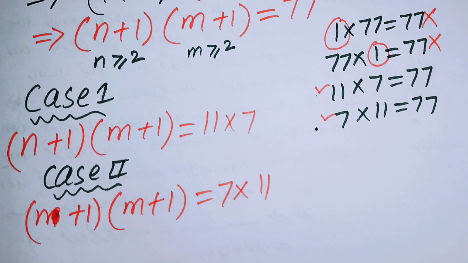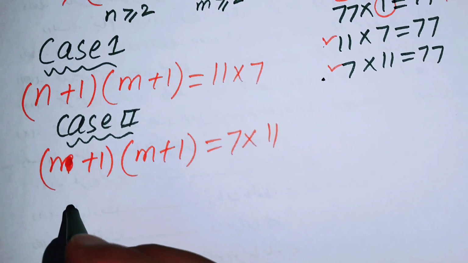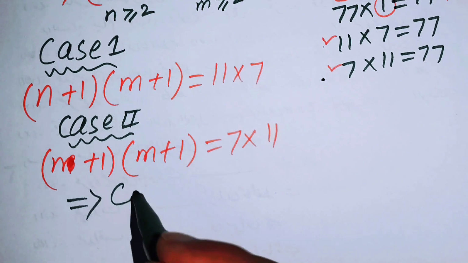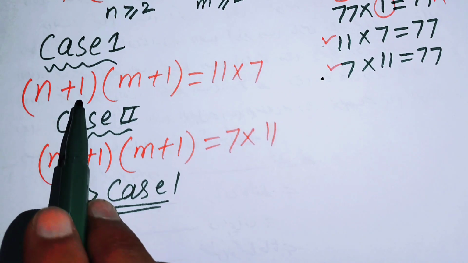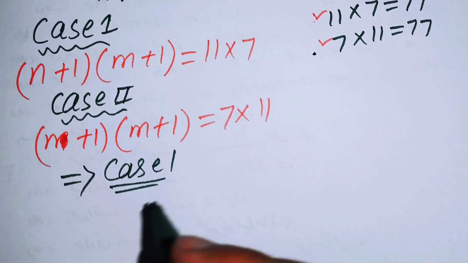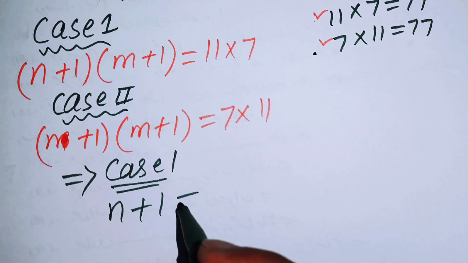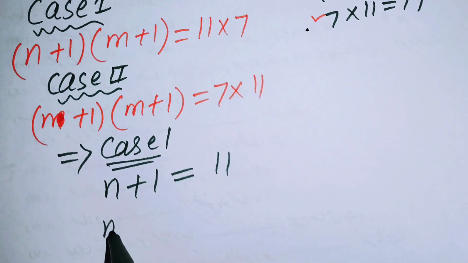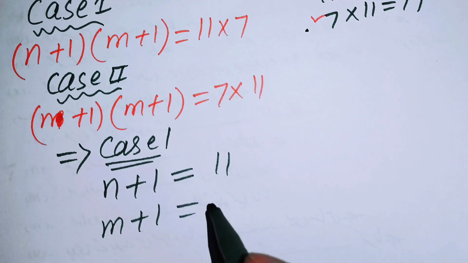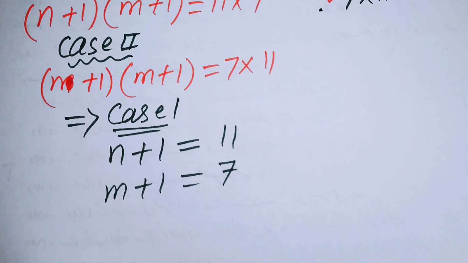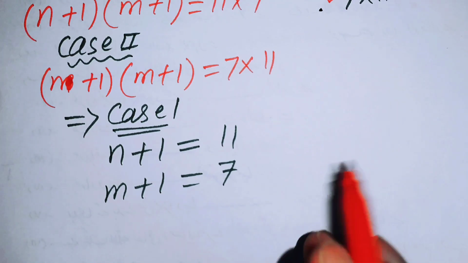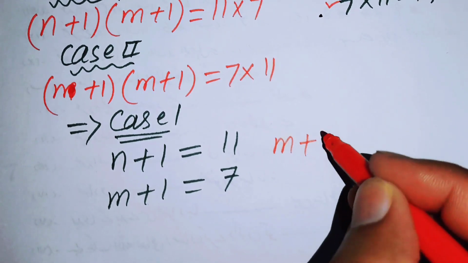So now first I can find the value of m plus n from case number 1. So I can first deal with case 1. In this case 1 you have n plus 1 equals 11, and m plus 1 equals 7. And now in this question our aim is to find the value of m plus n.